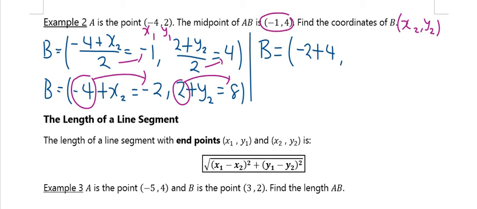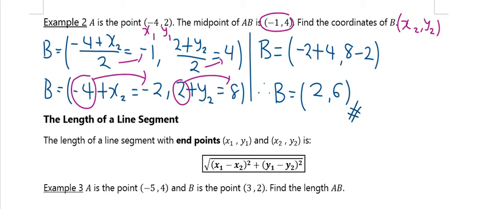And for the y coordinates, y2 equals 8, and then positive 2 becomes negative 2. So therefore, you have the coordinate of B. Negative 2 plus 4 is 2, and 8 minus 2 is 6. So that's for the second example.